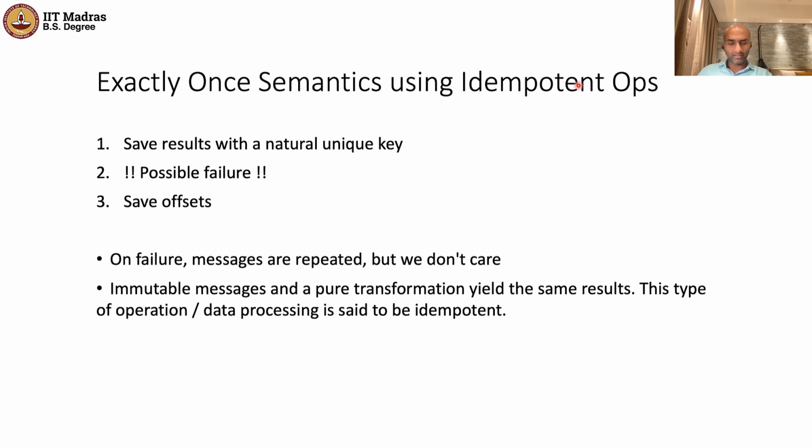Let's take a very simple example. Let's say I'm computing the square of a number, and the number that I'm computing the square of is itself a parameter. It's basically the message that's there in the Kafka topic. The square is a deterministic operation, and you could do it any number of times. If the input number is the same, you're always going to get the same output. So 3 squared is always going to be 3 squared. It doesn't matter how many times you run the square operation. That's an example of an idempotent operation.